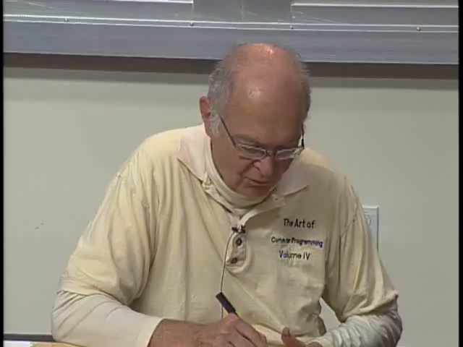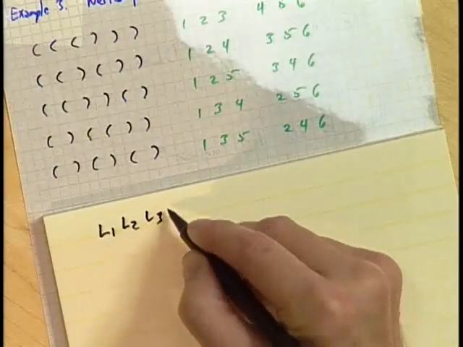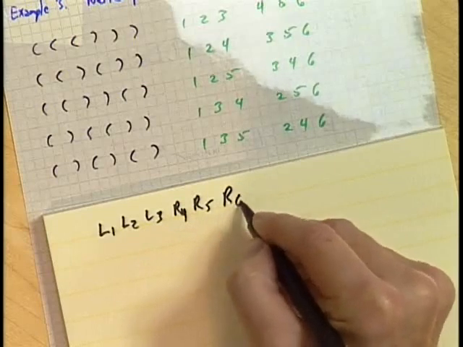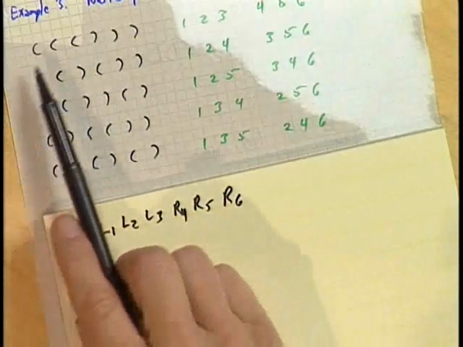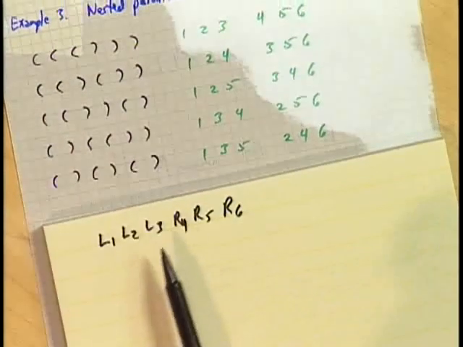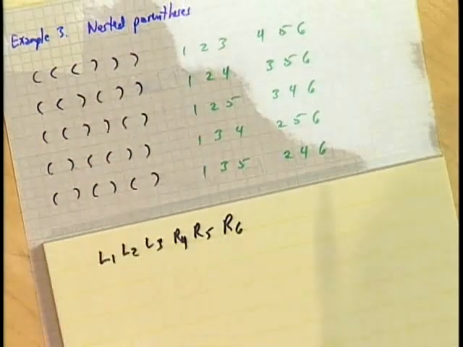Now let me imagine that these are words, and we're going to go more into words later on. So I'm going to call this L1, L2, L3, R4, R5, R6 for the first one, meaning that the first character is a left parenthesis, and so on. The fourth character is a right parenthesis, and so on.